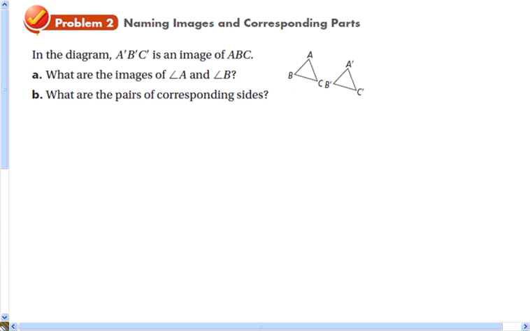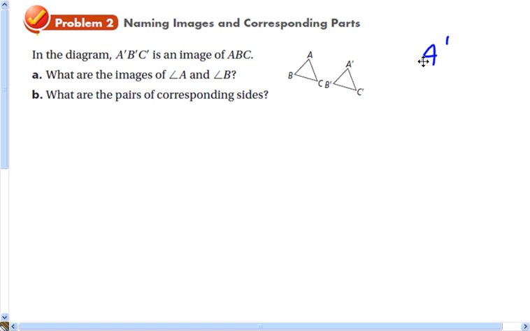All right, naming images and corresponding parts. The symbolization you should notice here is that A prime represents the image of something. So whenever you see that notation, you'll know that that's the new image of whatever you started with.